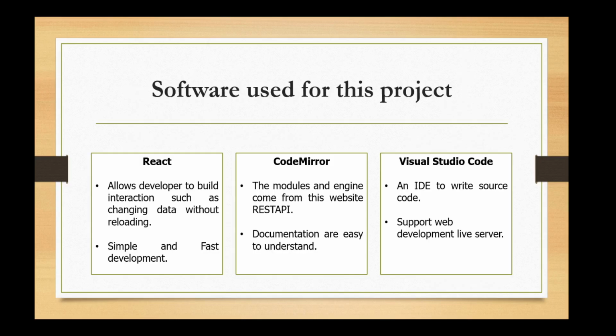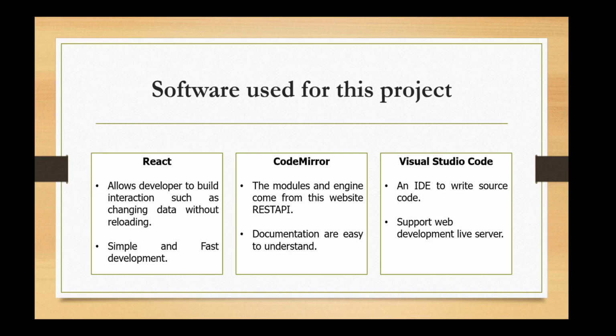And the software used for this project has three main software, which are React, Code Mirror, and Visual Studio Code. The reason I use React to develop the front end of this project is that it allows me to build interactions such as changing data without reloading, which is a live render, or live preview, and it is also simple and fast development.